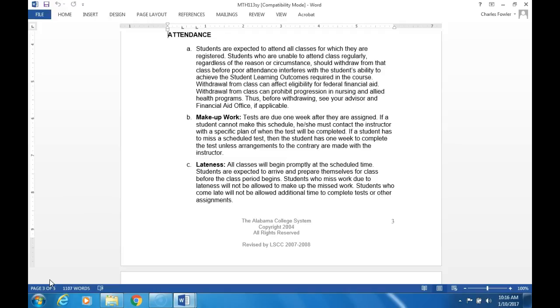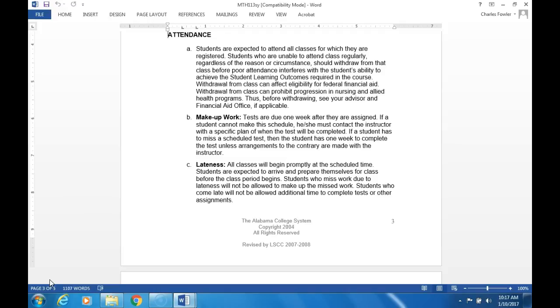But the D or F dropped your grade point average. The withdrawal didn't. So yeah, it could affect financial aid, but guess what? You're going to have to retake it anyway if you're staying in the program. So I'd say withdrawal, even though it can affect it, it still doesn't hurt you academically at all, whereas a D or F does. Okay? Now, if you're in a nursing program or allied health program, I don't think any of you are, but if you are, then check with those folks first. So therefore, before withdrawing, see your advisor, see your financial aid office, and talk it over.